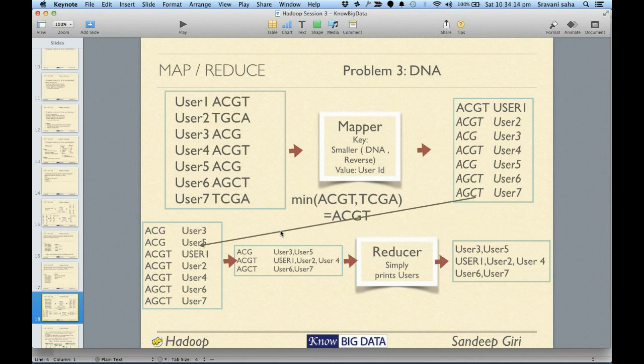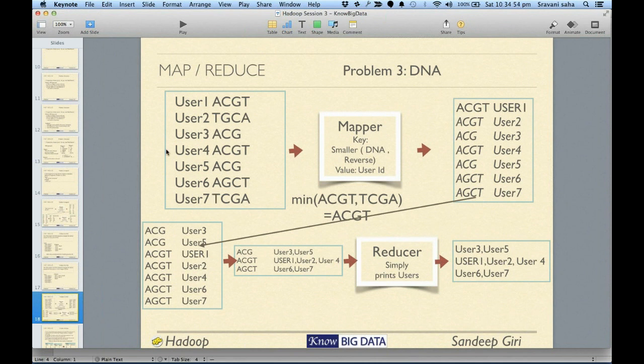All right, so any doubt about this? Basically the trick here is that your mapper should generate a key such that the entities which we are trying to bring together should have the same keys. We need to generate the same keys for the entities which we want to bring together. That's the whole trick about it. Does it make sense to you?